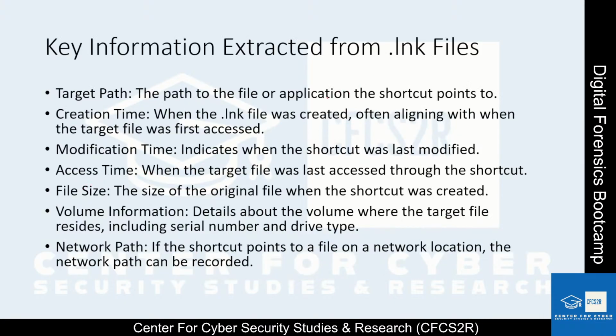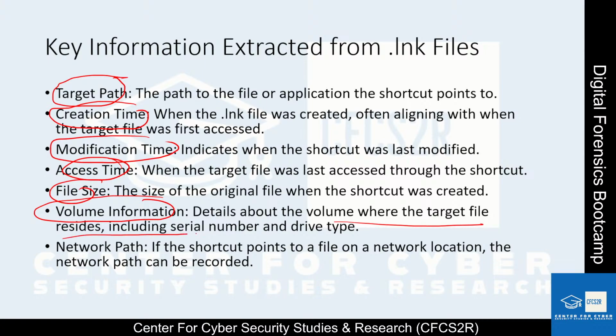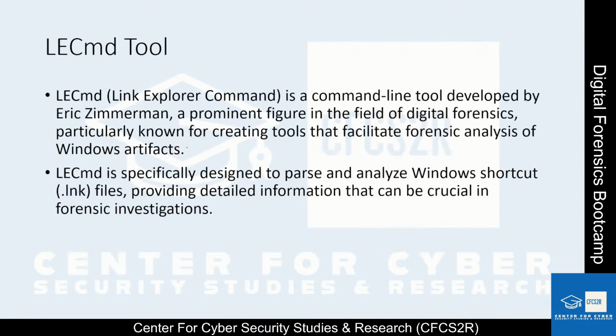Key information that can be extracted from LNK files: the target path, the creation time, modification time, last access time, file size, and volume information, like the volume where the target file resides, including serial number and drive type. Also the network path: if a shortcut points to a file on a network location, the network path can be recorded. These are the important points.